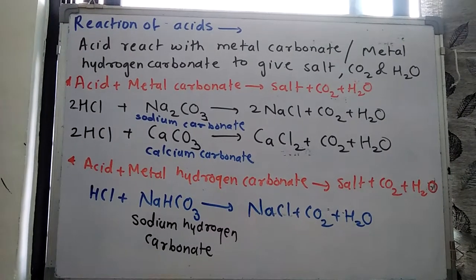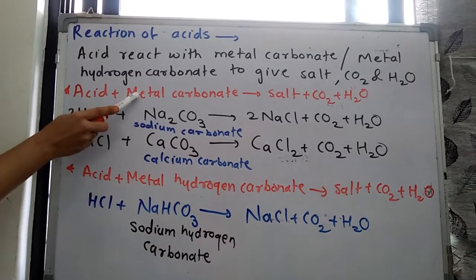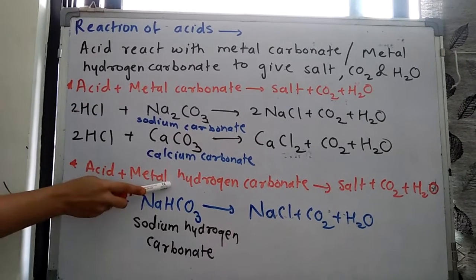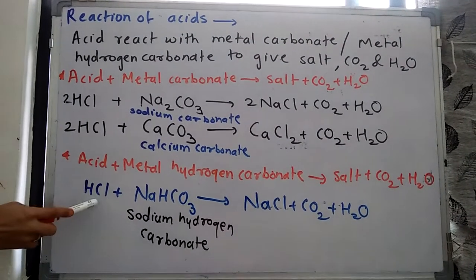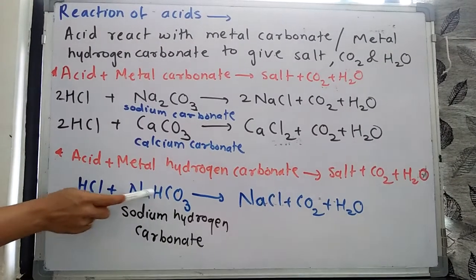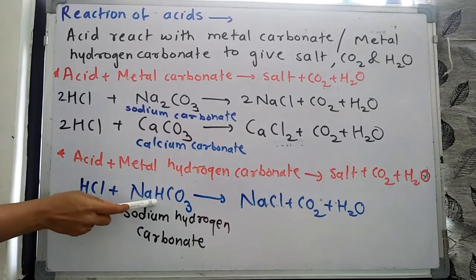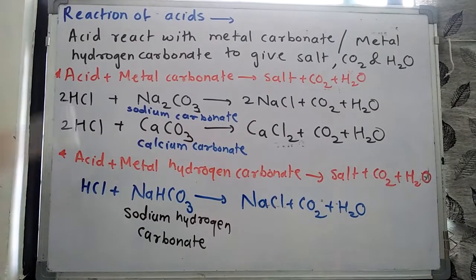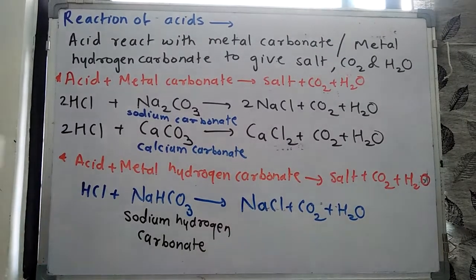And similar products are also formed when acid reacts with metal hydrogen carbonate. Here metal carbonate is written, here metal hydrogen carbonate is written. Metal hydrogen carbonates are also called bicarbonates. Now see, for acid we have taken HCl, but for metal hydrogen carbonate we have taken NaHCO3. Here we have written Na2CO3, H is not there. Here we have H, NaHCO3. It is called sodium hydrogen carbonate. It is also called sodium bicarbonate and the common name is baking soda.